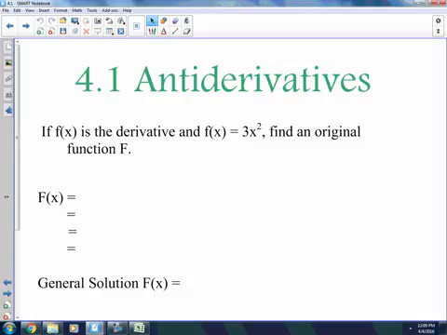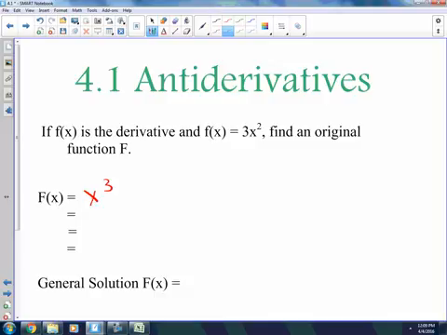3x squared. What would we have derived to get 3x squared? Bring something down to the front, subtract 1 from the power. What did we do that to? X cubed. So this is what I'm going to write. That's an original function.